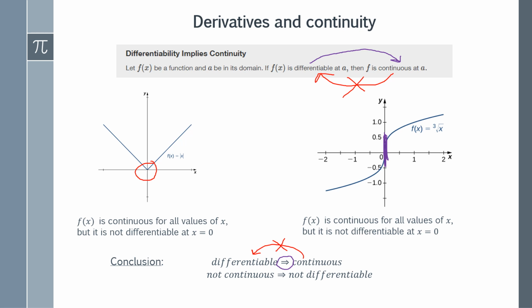However, the contrapositive statement is true. If it's not continuous, then it's not differentiable. What does that mean? In order for a function to be differentiable, it must also be continuous, although that's not enough of a condition. So there are other things that need to be satisfied.